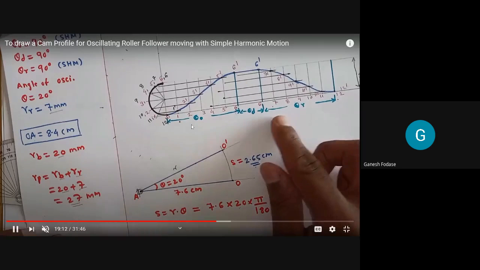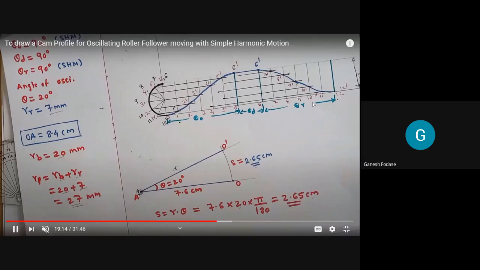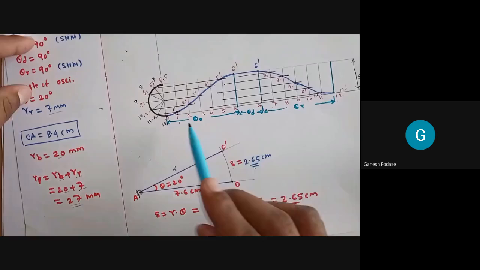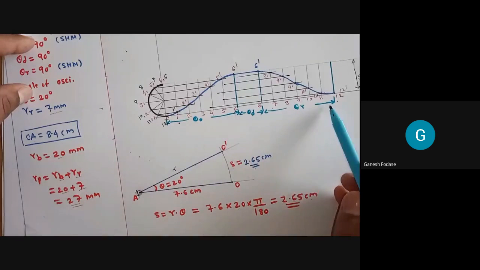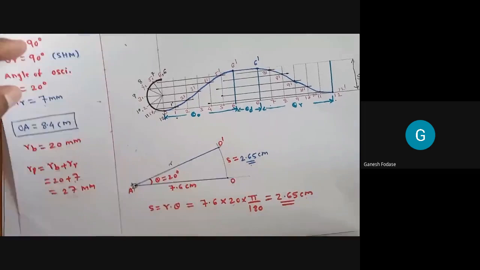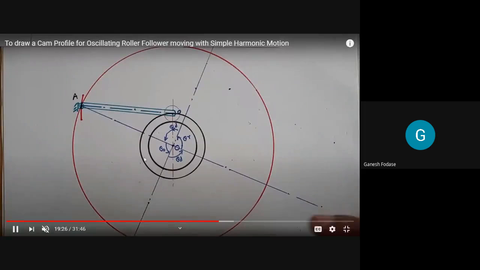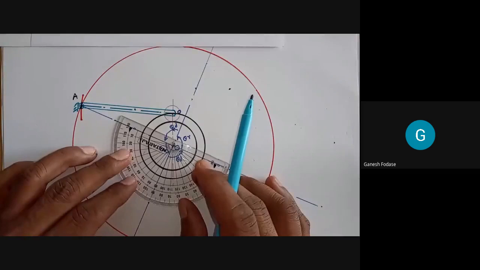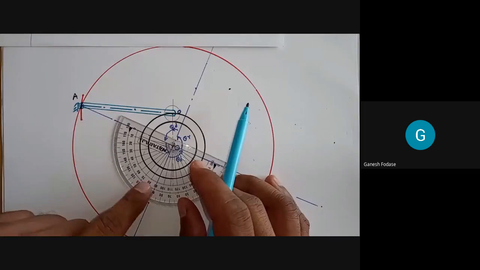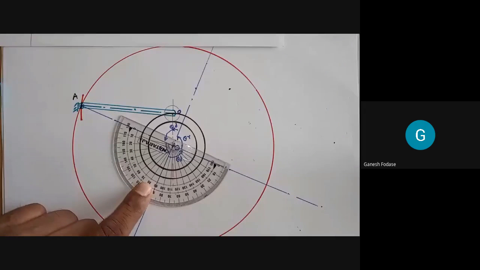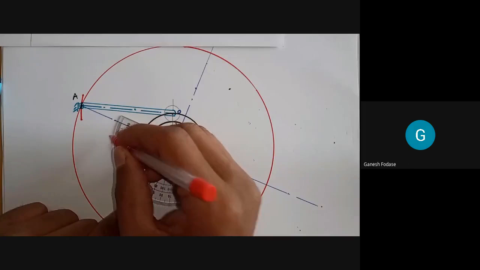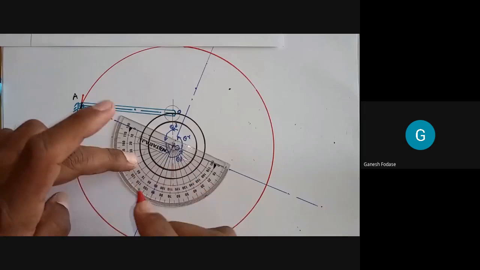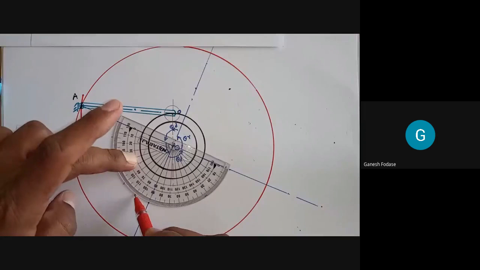Now how many parts did we take for rise and return? 6 parts for rise and 6 parts for return. Hence, similar parts we have to take during rise and return on the cam profile. So 6 parts on theta O, 6 parts on theta R. Each division is equal to how much degree? Total is 90 degree, so each division is equal to 15 degree. Mark 15, 15, 15 degree. That is 6 parts.